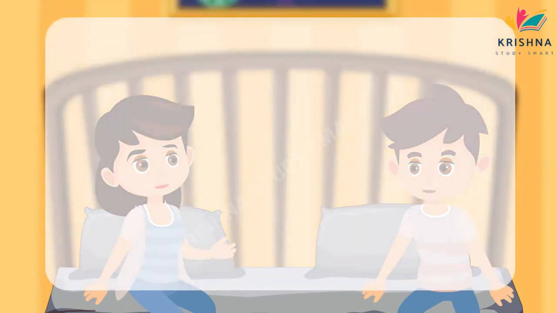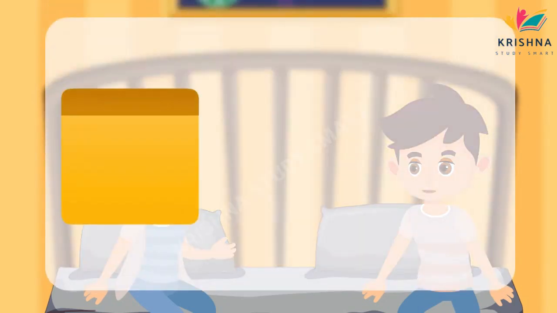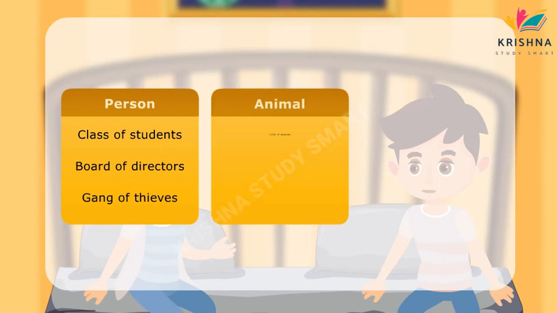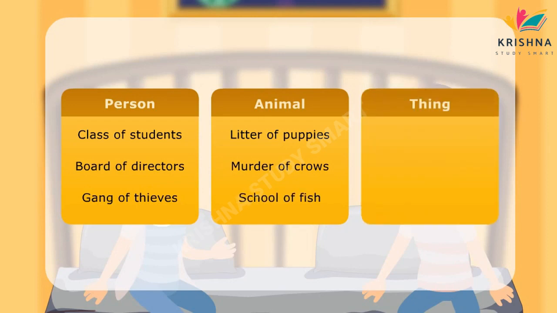Here is a list of some collective nouns. Person: class of students, board of directors, gang of thieves. Animal: litter of puppies, murder of crows, school of fish. Thing: pack of cards, pair of shoes, range of mountains.